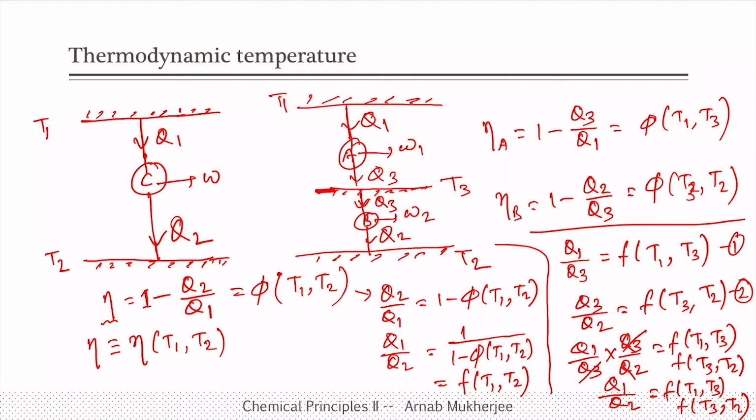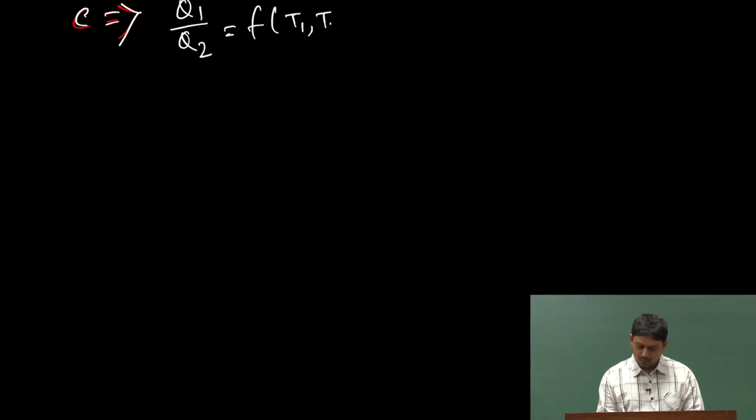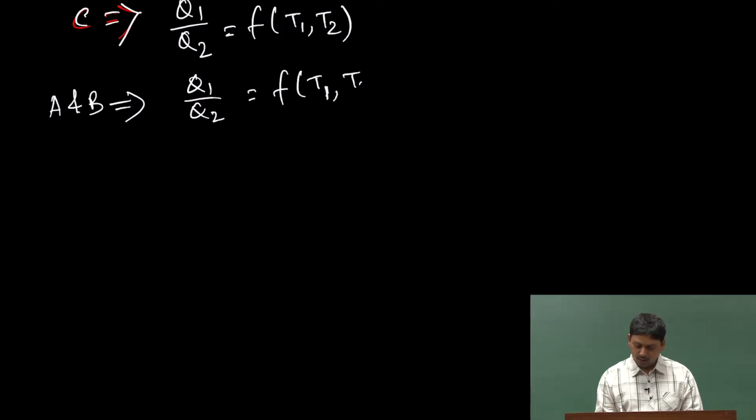Okay. Now, this we get from here, let us call that equation 3, and we already have from this equation 4, Q 1 by Q 2. Now, 4 and 3 we can equate. So, what we have seen is that from engine C we got Q 1 by Q 2 as a function of T 1 T 2, and from combined engine A and B we got Q 1 by Q 2 as F T 1 T 3 multiplied by F T 3 T 2.